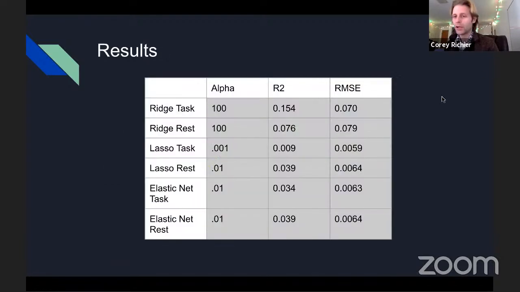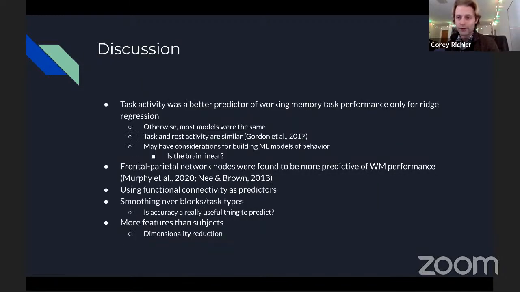And what we found was that maybe ridge regression worked a little bit better in terms of the R-squared value. While the root mean squared error seems promising, we may have had a little bit of a problem with overfitting due to the large number of predictors and not necessarily having a huge number of samples. In terms of what we learned from this project, task activity was found to be a better predictor of working memory task performance, but only for ridge regression. Otherwise, the models seem to mostly perform the same.